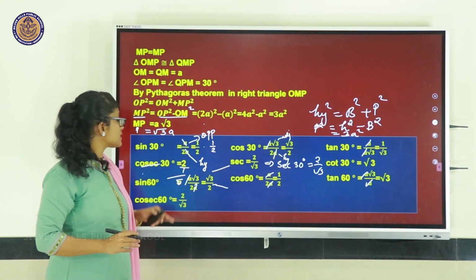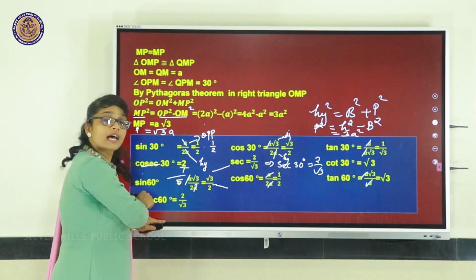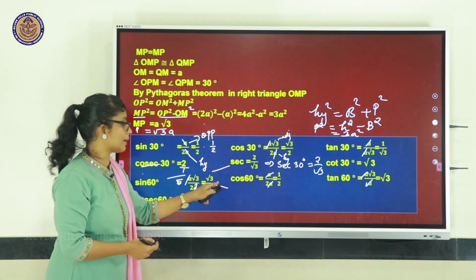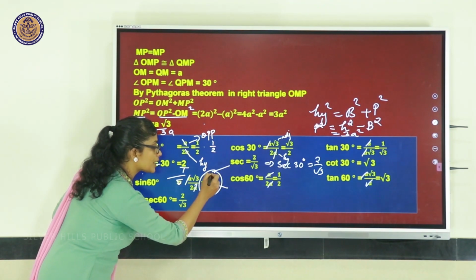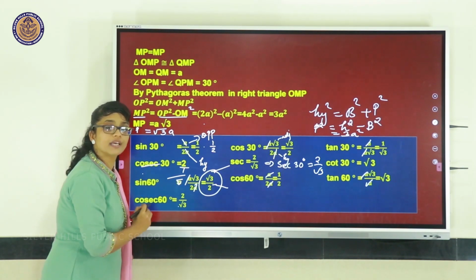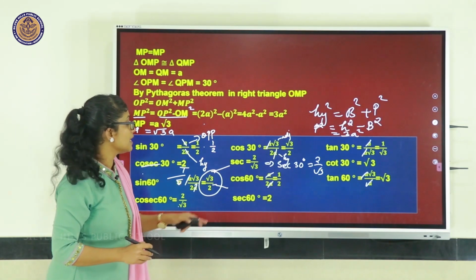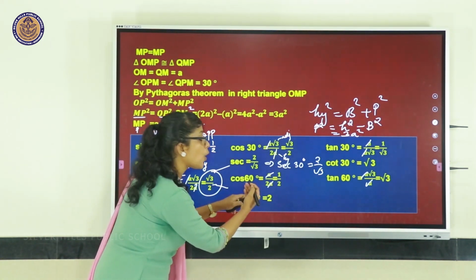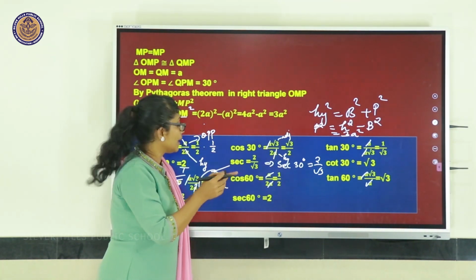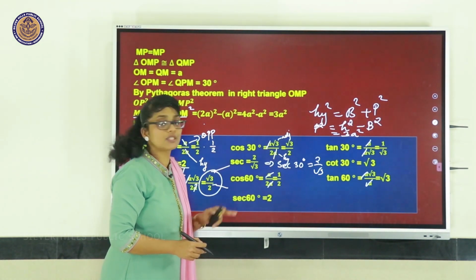And the fourth one is cosec 60, which we already said is the reciprocal of sin 60. Sin 60 is root 3 by 2. Reciprocal of root 3 by 2 is 2 by root 3. So cosec 60 is 2 by root 3. And the next one is sec 60. Sec 60 is reciprocal of cos 60. What is cos 60? 1 by 2. Reciprocal of 1 by 2 is 2.